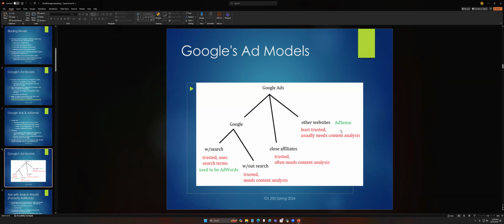Other websites, though, this is the umbrella generally of what's called AdSense that we'll talk about in a little bit as well. AdSense we'll really talk more about on Tuesday next week. So AdSense is like a blogger wants to make some money. So he has a blog. On various pages of his blog, he lets Google put in some ads.